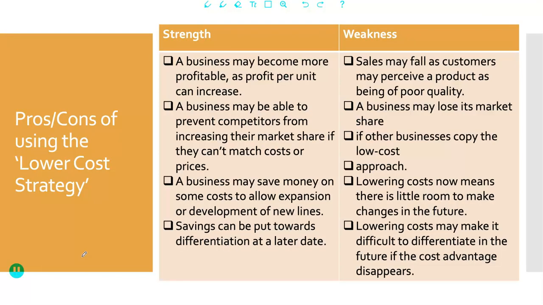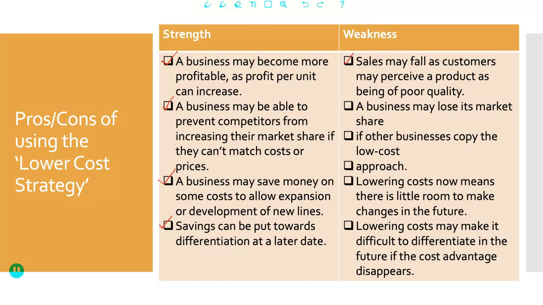Now, what are the pros and cons of using a lowest cost strategy? The business may become more profitable. As we reduce our costs, profit per unit can increase. And if we have this low cost strategy, we might prevent competitors from being able to enter the market or increasing their market share because we're going to be really appealing to our customers. It will allow us to save money, particularly in expanding or developing new lines, and we might be able to make some savings, which allows us to differentiate at later dates. Now, what are some of the weaknesses?